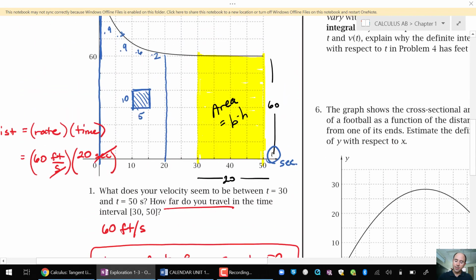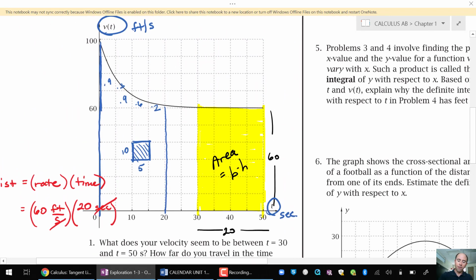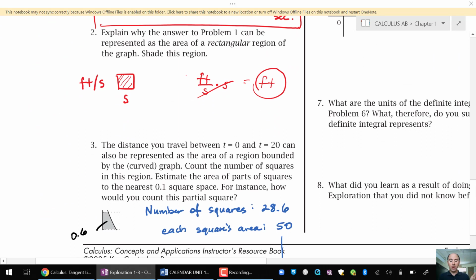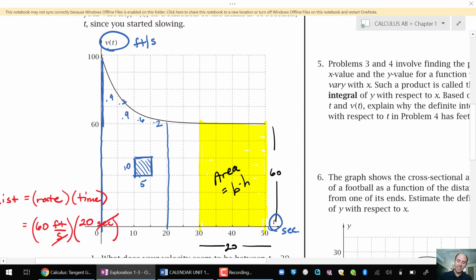And that's great, but what if we have a function that's curved and not piecewise linear? So question 3 says that the distance you travel between 0 and 20 seconds can be found in the exact same way by finding the area of the region bounded by the curved velocity graph and the t-axis. But because we have a curved section here, now I've got to actually do a little bit of creative square counting. Notice that one square unit in the grid isn't really equal to one square unit, because the scale has 5 across the horizontal and then 10 across the vertical.